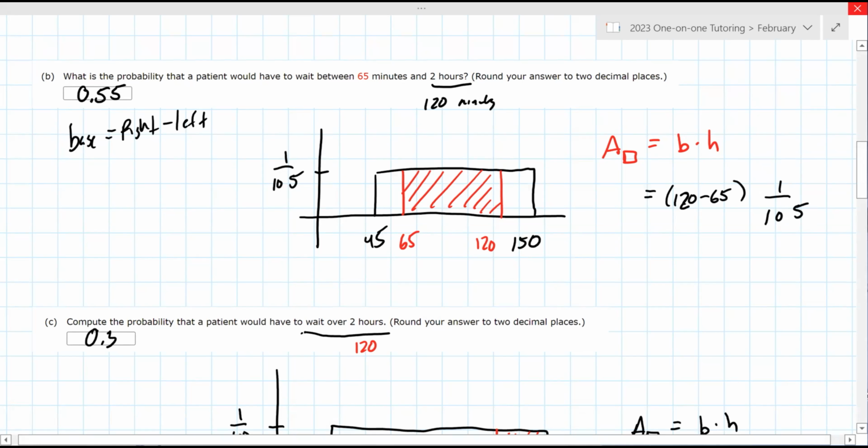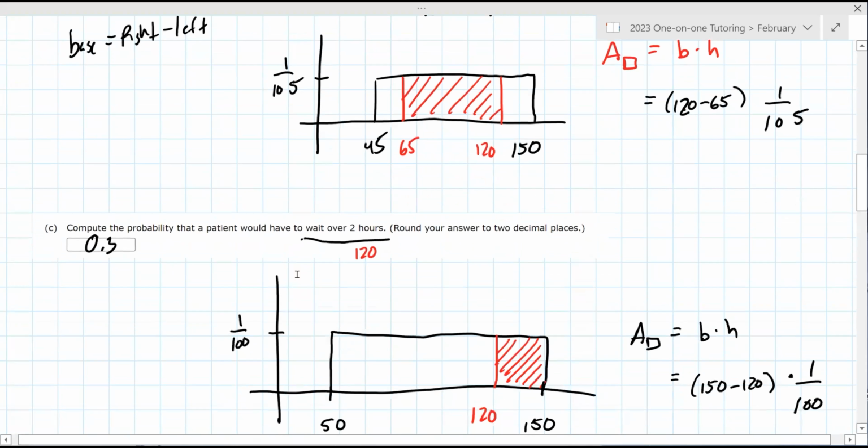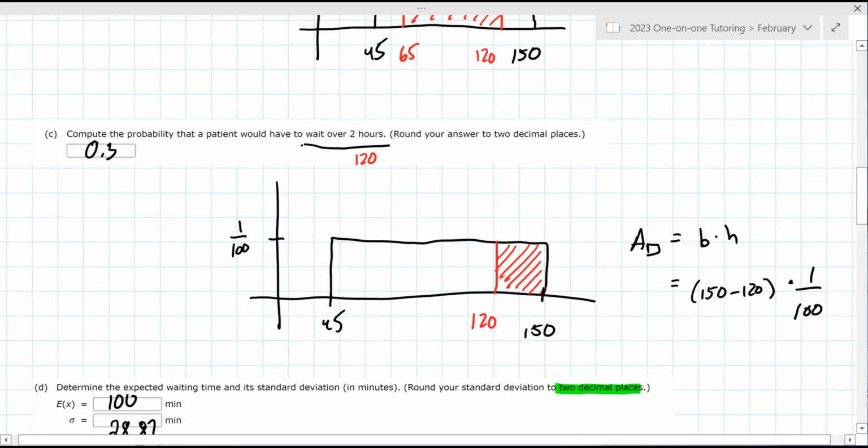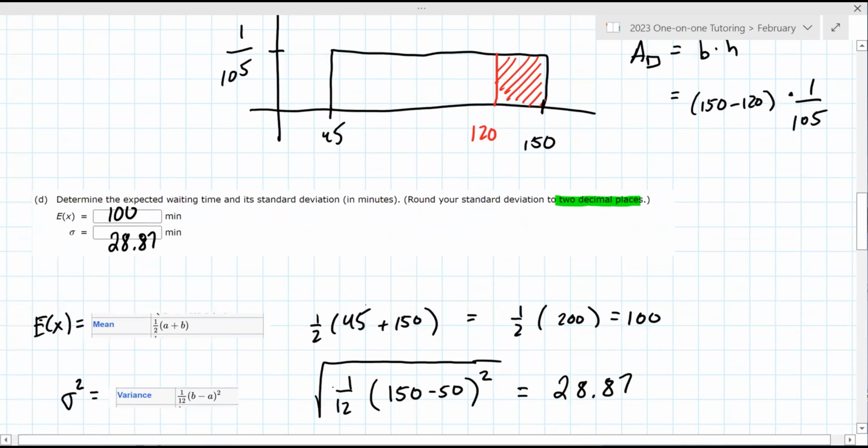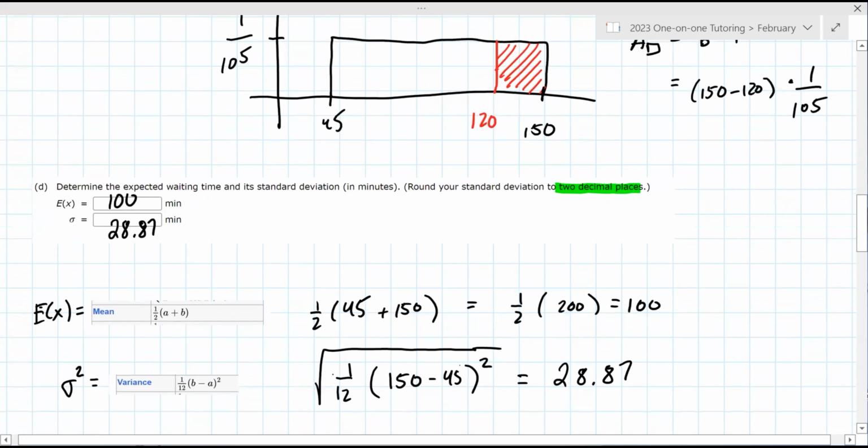So let's go 120 minus 65, divided by 105. This is going to be 0.52, to 2 decimal places. And then B will also change because that's 45, and this is 1 over 105. So we have to redo this calculation on the right: 0.29. And yes, it does affect all of these. This number 45, so this one is 195.